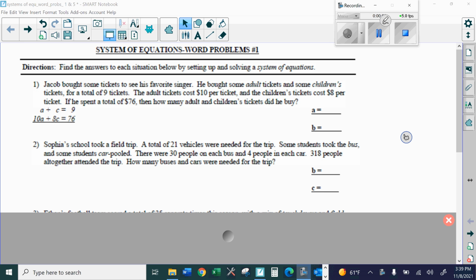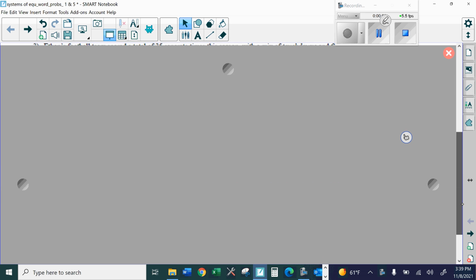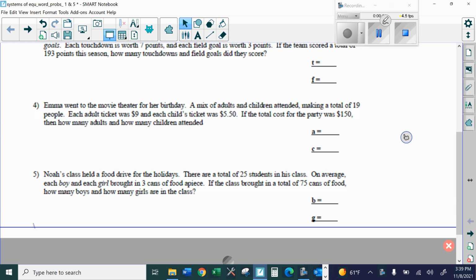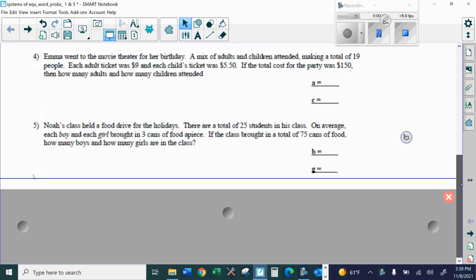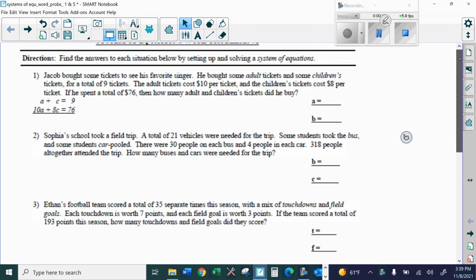Okay, students, we'll go over a problem from each side. Let's see, how many do we have on this side right here? Just 5. Okay, so number one, explain it here.